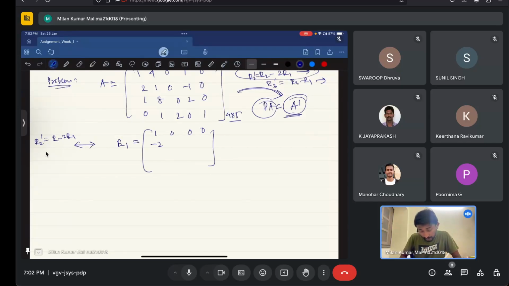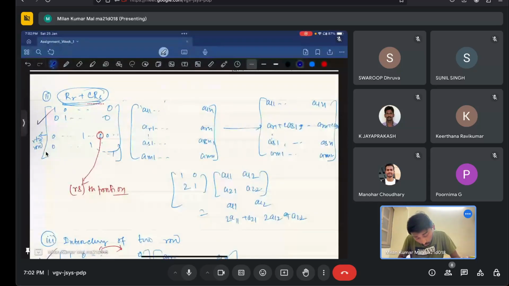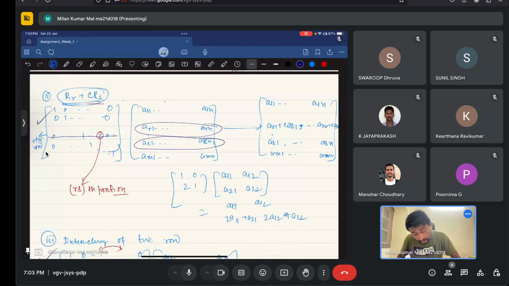Because if you recall what we have done, if we are multiplying C with row S and adding it to row R, then we are replacing the R row by R row plus C into row S. So that's why, in the identity matrix, we have just one extra term, C, on the Rth row, S column. So here we are doing the same thing, right?